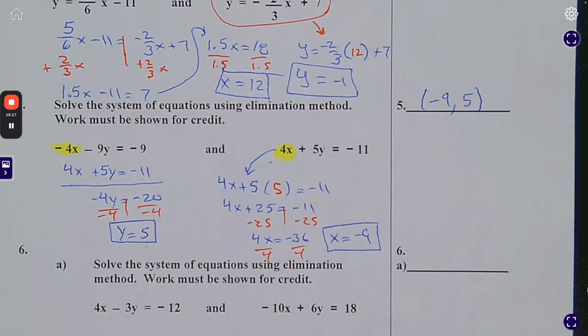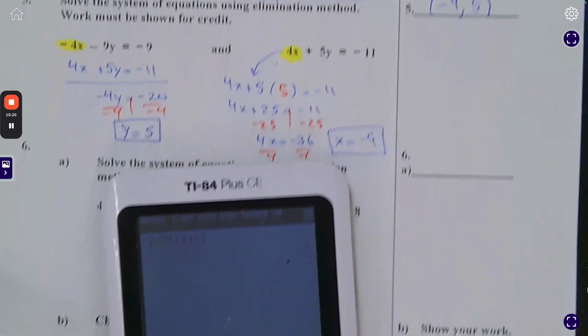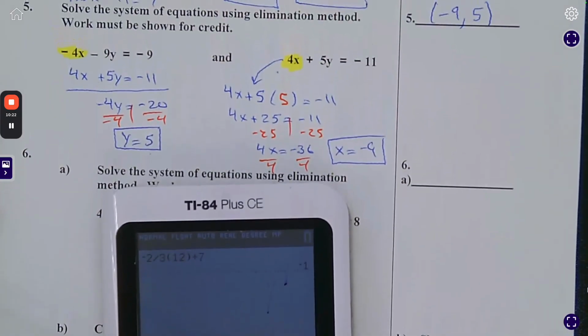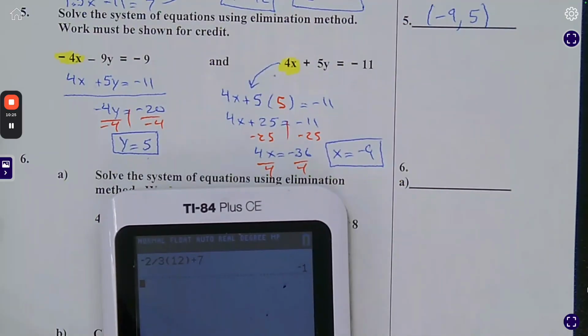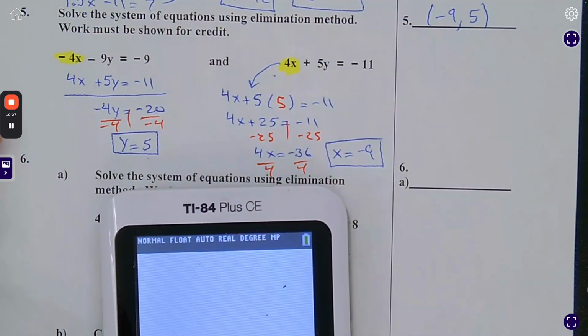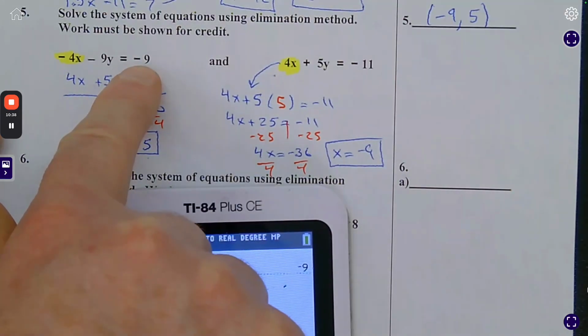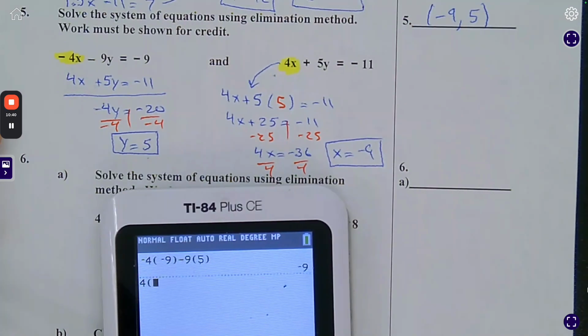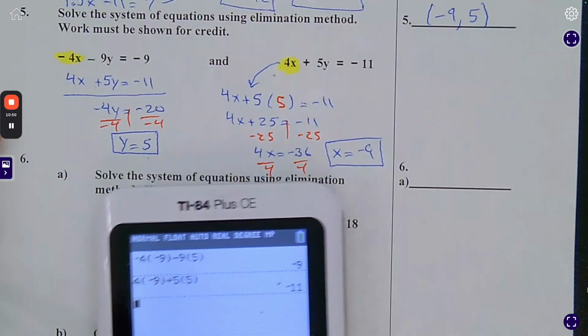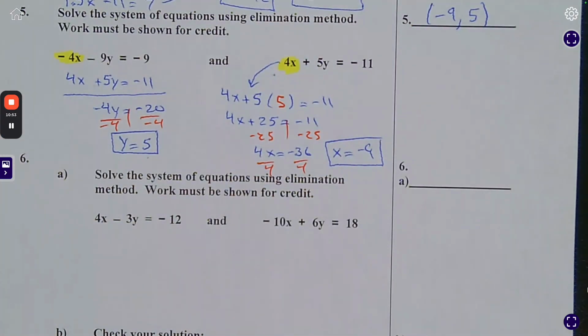So I'm going to go ahead and check that one as well. Make sure we're good. So I'm going to go here, and I'm going to substitute in that -9 and that 5. So I'm going to do -4 times -9 minus 9 times 5. And notice how I got a -9 out, which I should have. I'm going to do 4 times -9 plus 5 times 5. And I got -11 out, just like I should have. So that works. That is the point of intersection. All right, let's do the last one.